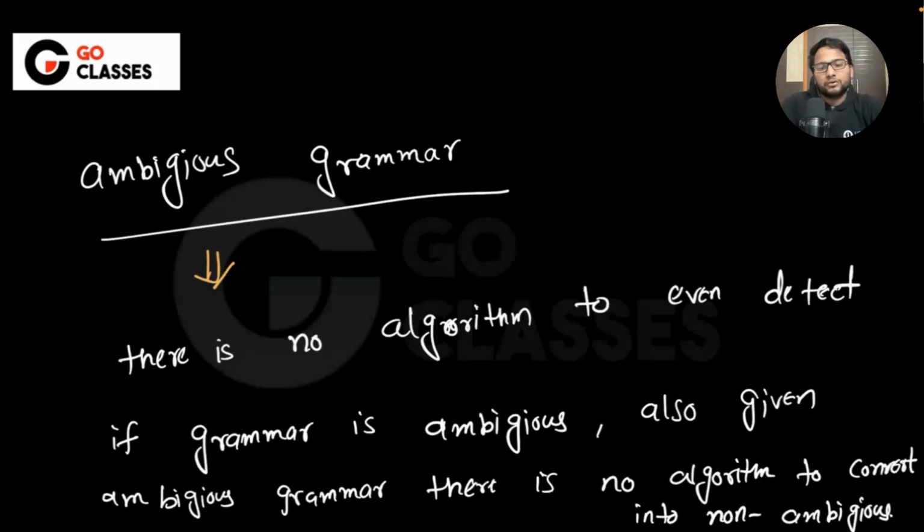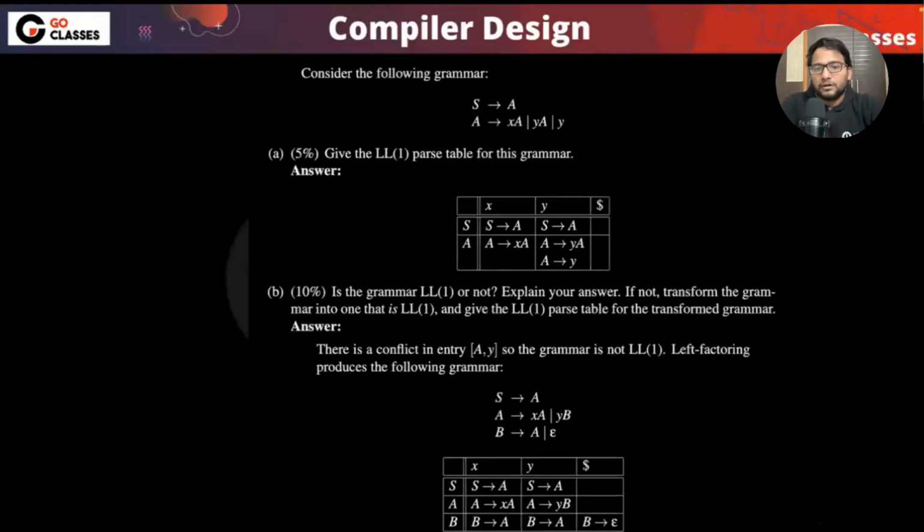Those examples are just to make sure that you understand that, even if in future for some reason, not for the GATE exam, they won't ask you to convert because there is no algorithm. But if for some reason you want to convert, you can convert based on intuition. That's why we have seen multiple examples. Okay, cool.